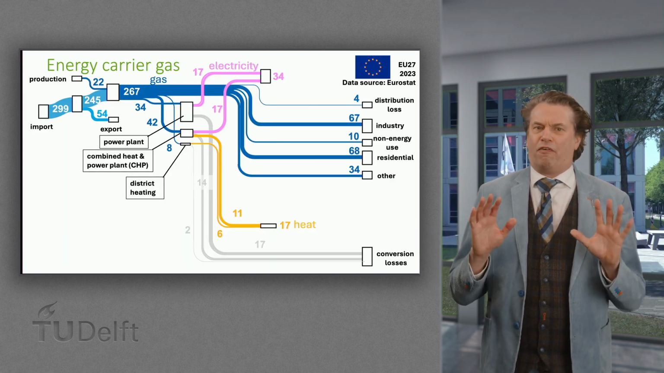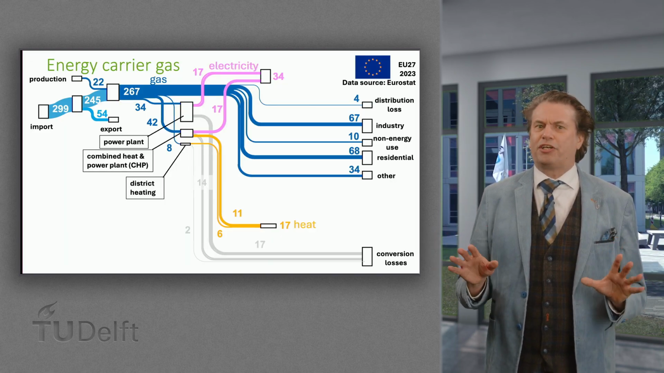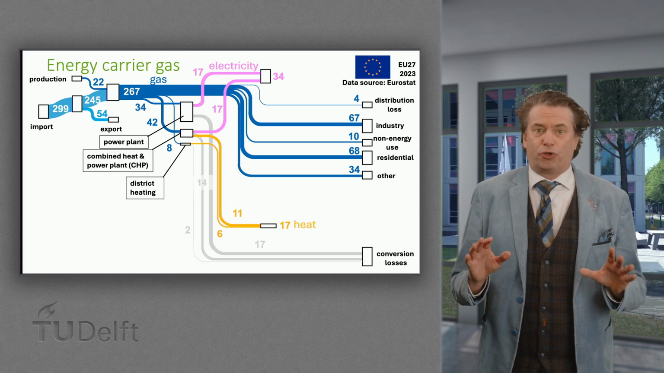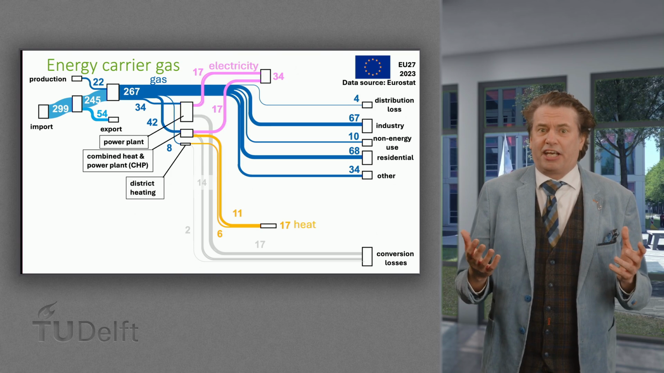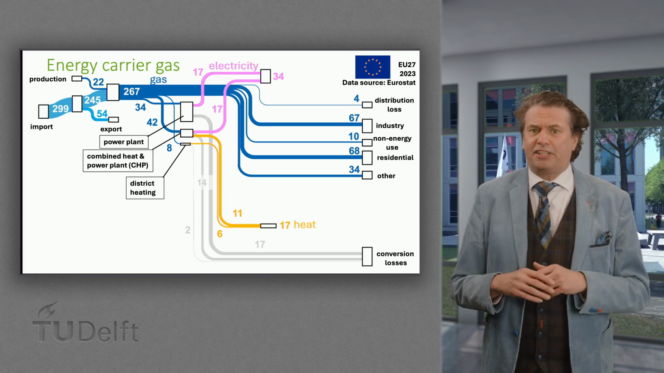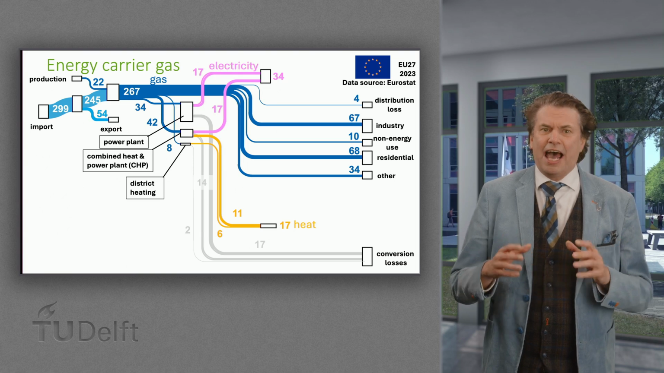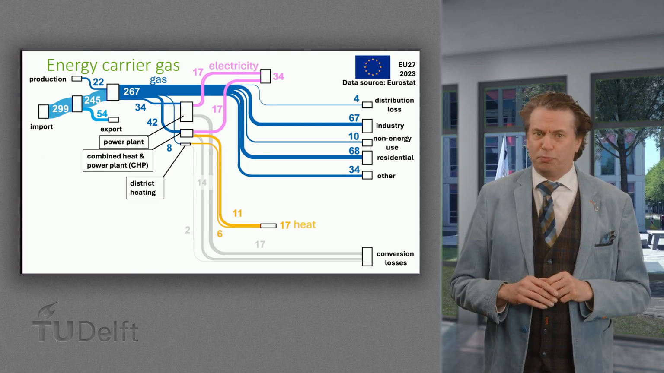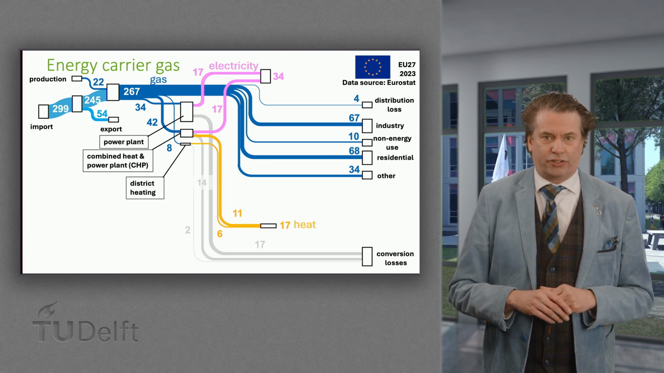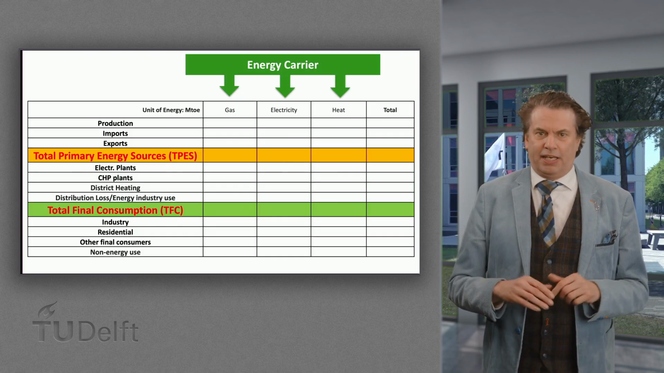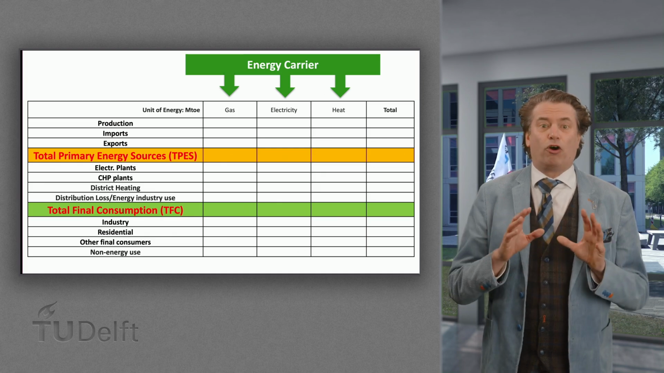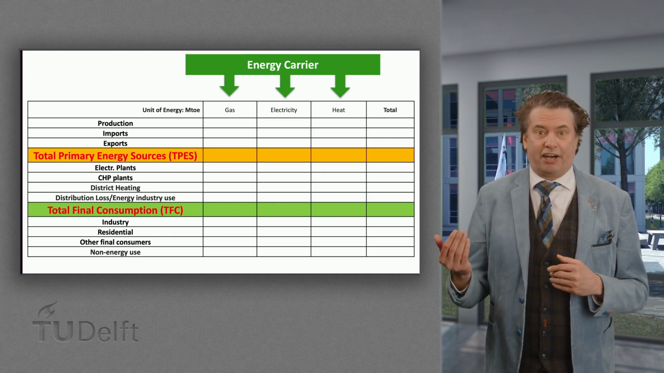I first start relatively simple. I only consider the total primary energy source gas: how much gas is available, how this energy carrier is converted into secondary energy carriers like electricity and heat, and how the gas is finally consumed in the various sectors. Here you see a simplified energy balance. In this energy balance, every column represents an energy carrier.